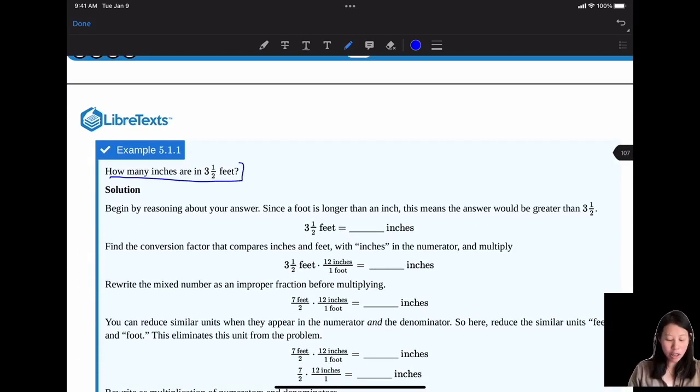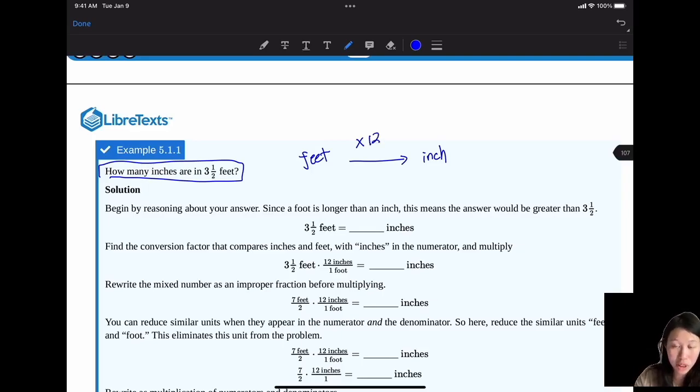Okay, so here are some examples. How many inches are in 3.5 feet? First of all, we need to know which is the bigger unit and which is the smaller unit. Feet is a bigger unit than inches, right? So from a bigger unit to a smaller one, what would you do? You multiply by the conversion factor. What's the conversion factor between feet and inches? 1 foot equals 12 inches. So we want to multiply by 12.